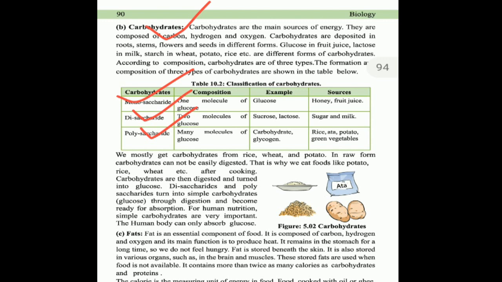Glucose and fructose are examples of monosaccharide. Sucrose and lactose are examples of disaccharide, and you can mention polysaccharide examples: starch, glycogen, cellulose, chitin, etc. The sources, you know, are honey, fruits, sugar and milk. These are major sources of different types of carbohydrate.